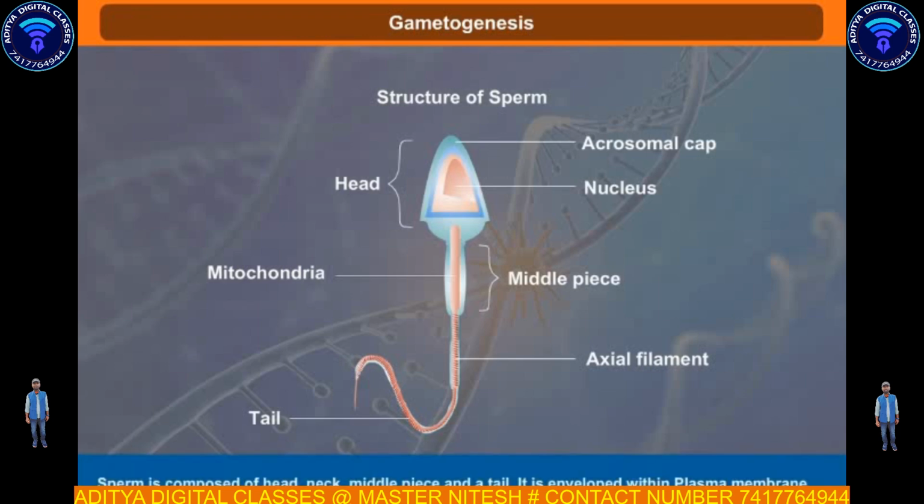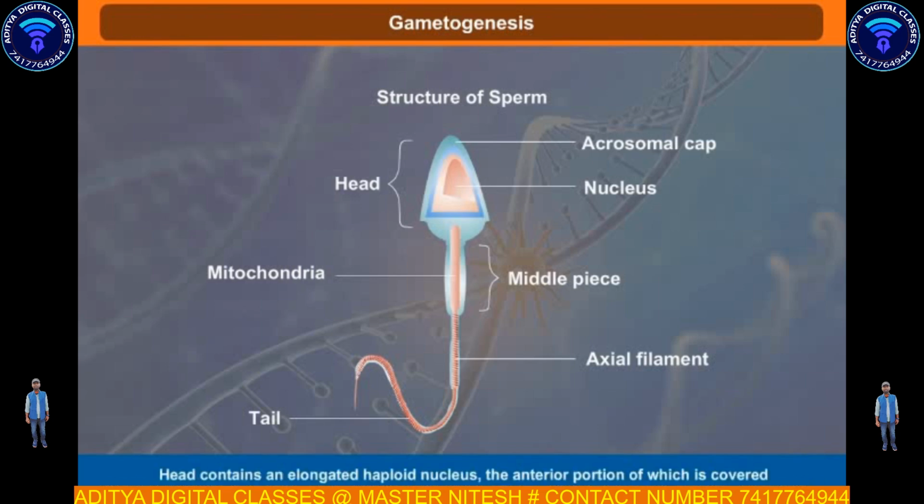Structure of sperm. Sperm is composed of head, neck, middle piece and a tail. It is enveloped within a plasma membrane. The head contains an elongated haploid nucleus, the anterior portion of which is covered by a cap-like structure, the acrosome. Acrosome is filled with enzymes that help fertilization of the ovum. The middle piece contains mitochondria, which provide energy for movement of the tail that facilitates sperm motility.